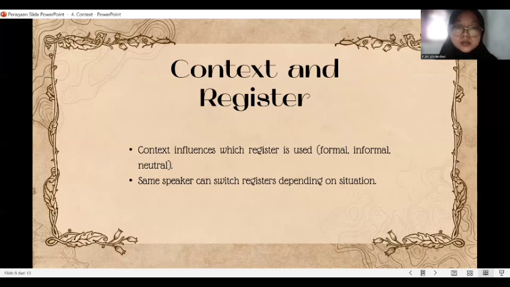Context and register. Register refers to the level of formality or type of language used in a specific context. Context helps decide if we use formal register, like in job interviews or speeches, informal register, like in chatting with friends, and neutral register, like instruction manuals and signs.